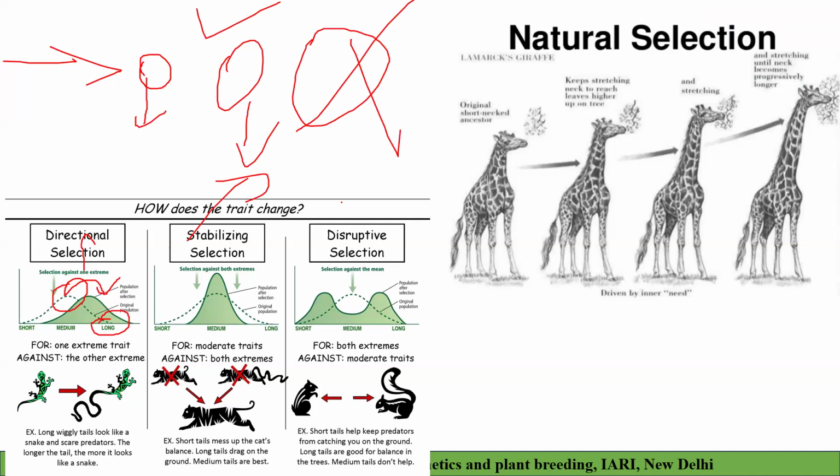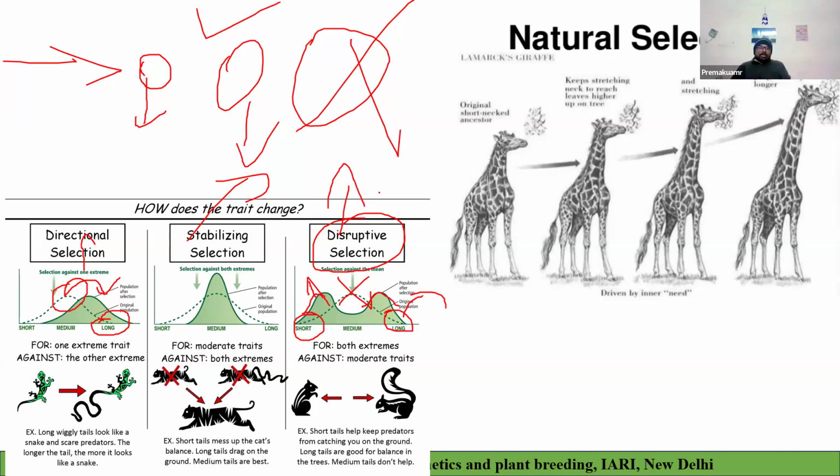Then another form of selection is disruptive selection. Can you look into the graph? Here, average individuals are selected against. See, there is no increase in their frequency. But these extremes, either short or long, their population frequencies are increasing. When both extremes of the population increase, meaning the selection is in the direction of both extremes, it is called disruptive selection. Understood?